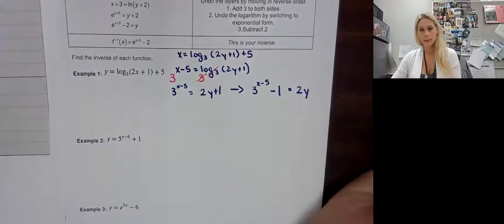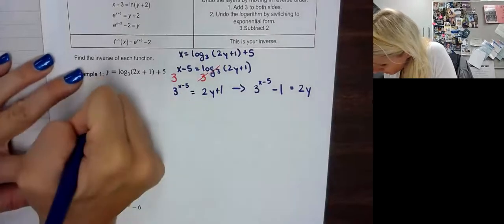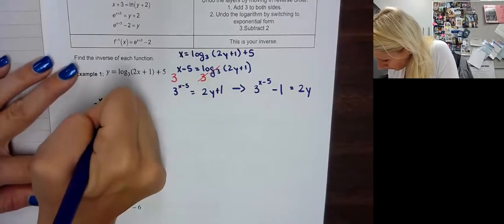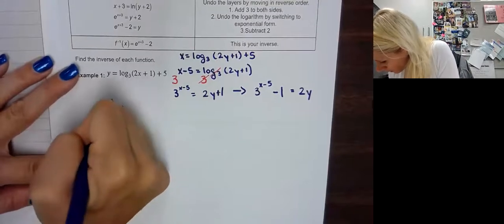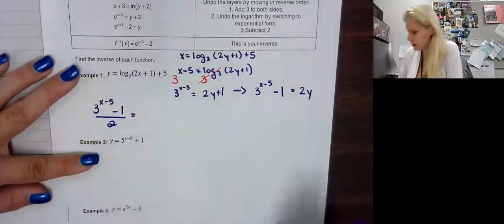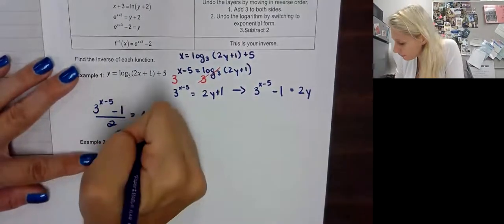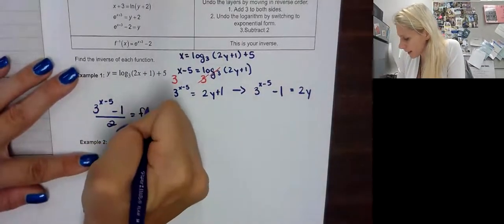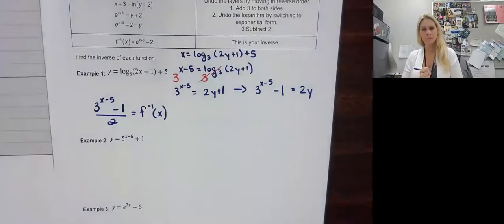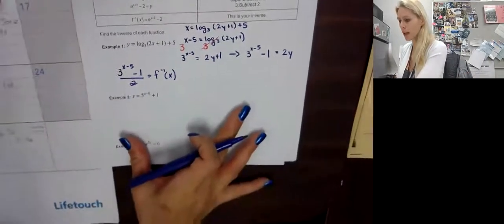Okay, how do you get y by itself now? We divide both sides. So we have 3x minus 5 minus 1 divided by 2 equals, and we're left with y, right? But of course, we're showing this as inverse. So I'm going to say f to the -1 of x. And we did it. So inverse operation.